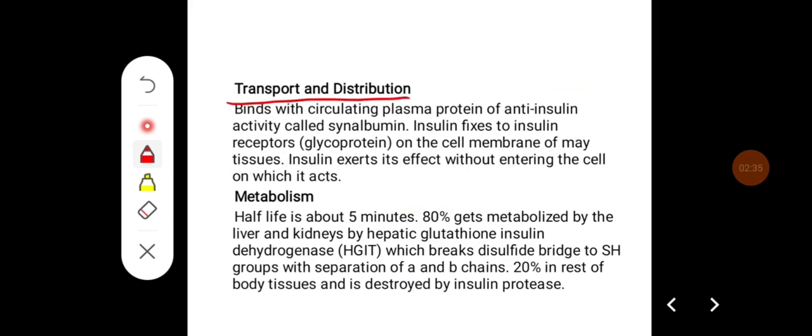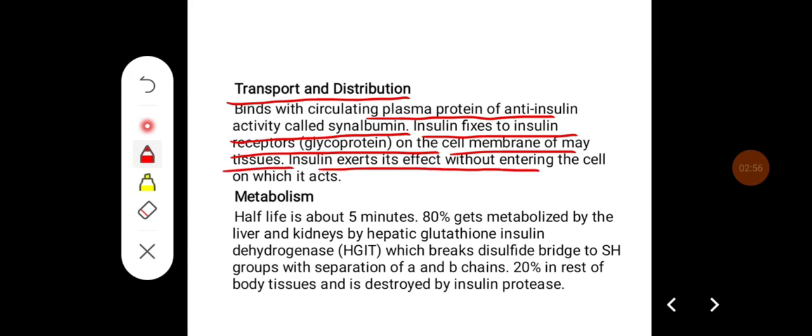Transport and distribution of insulin: insulin binds with a circulating plasma protein of anti-insulin activity called synalbumin. Insulin fixes to insulin receptors, which are glycoprotein in nature, on the cell membrane in many tissues. Insulin exerts its effects without entering the cell on which it acts.